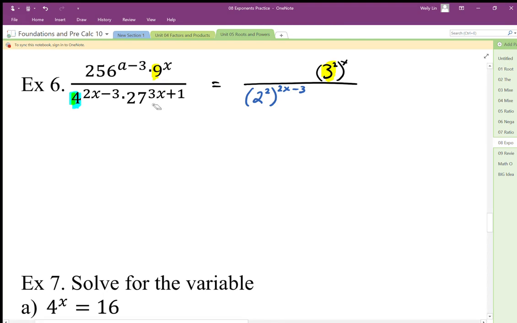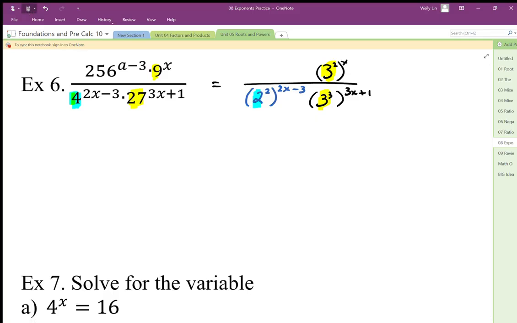Now, taking a closer look at these numbers, 27 really is a base 3 number. If we look at our chart, it really is a base 3 number. And I can rewrite that as 3 to the power 3, which is the same as 27. And just maybe color code these here. And that 27 has the power of 3x plus 1.